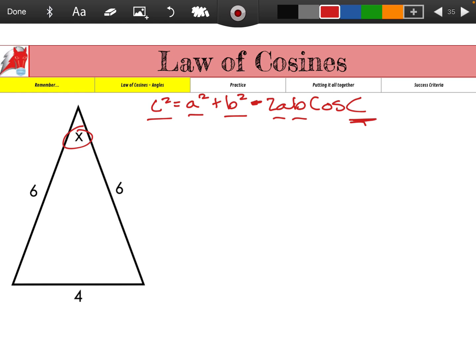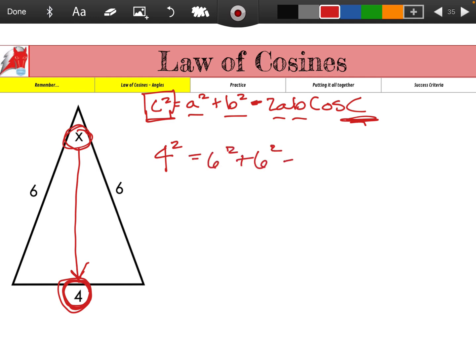Sorry. Okay, but the big thing is that this c value has to be something very specific, because it's connected to the angle. The angle I'm finding, remember, that's why this big C, little c is the side opposite. So in this case, it matters what a, b, and c are. More importantly, it matters what c is. c is opposite the angle that I'm looking for. So this has to be 4. And then everything else, these are the same. 6 squared plus 6 squared minus 2 times 6 times 6, and then cosine of the angle.